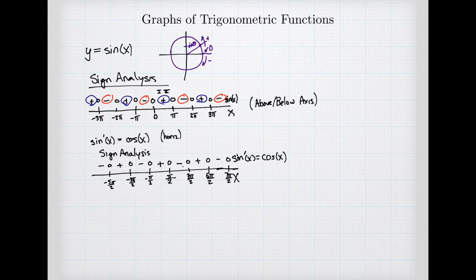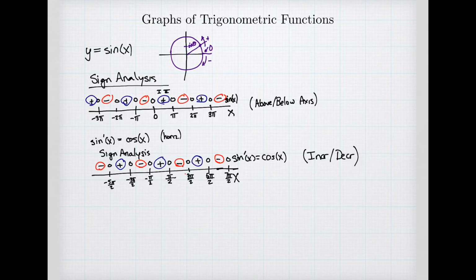So when I'm in quadrants 2 and 3, my cosine gives me negative values. And when I'm in quadrant 1 or 4, my cosine gives me positive values. All right. Now, what does this tell me about the graph? The first derivative of a function tells me where I am increasing and decreasing as a function.